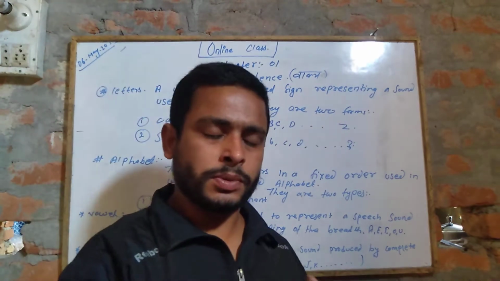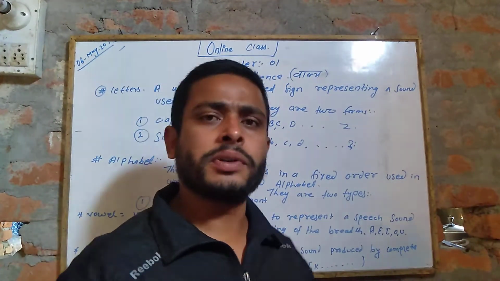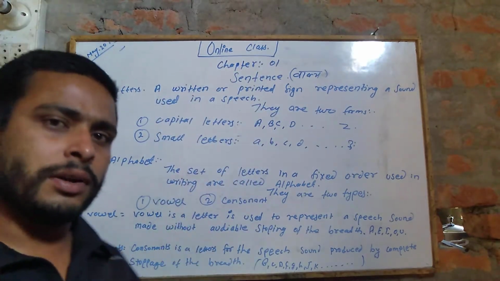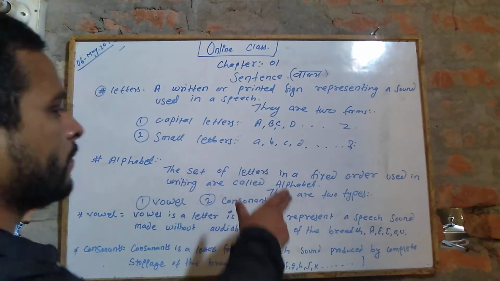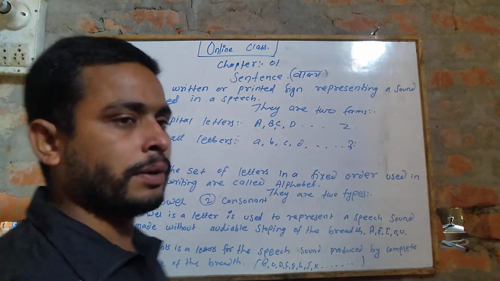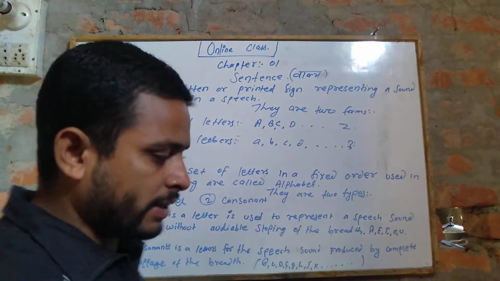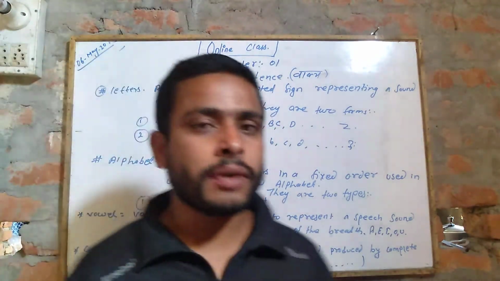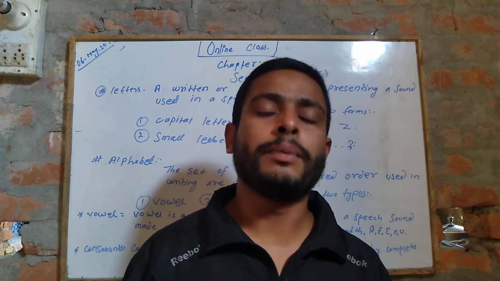This is from the junior classes, nursery and LKG. When you are born, we start A B C D, and we have an alphabet. Do you know alphabet? A set of letters, a group of letters in a fixed order used for writing. Then what are the kinds of alphabet?